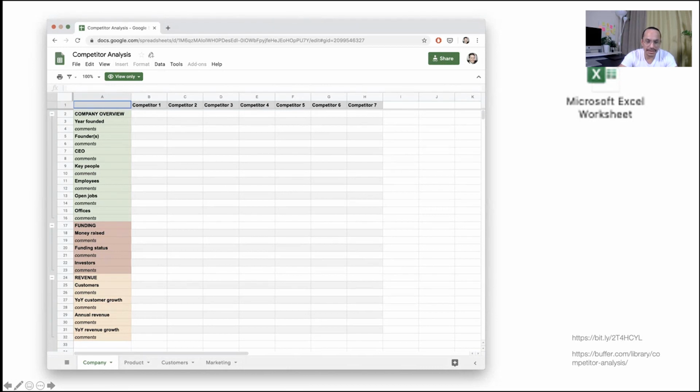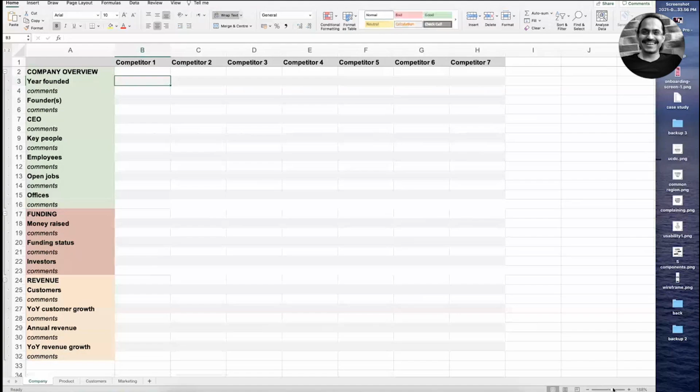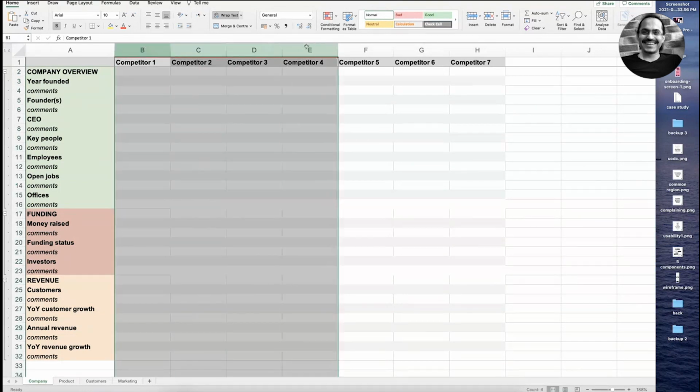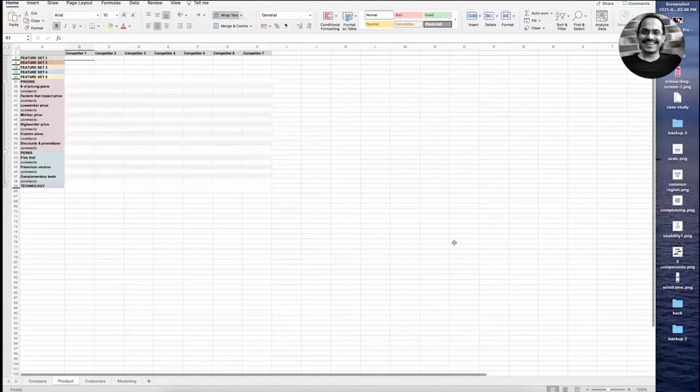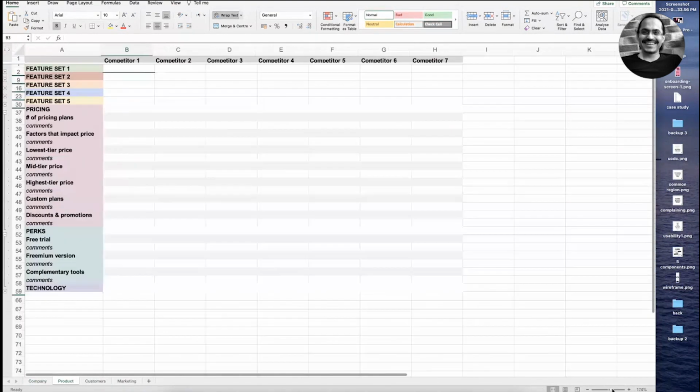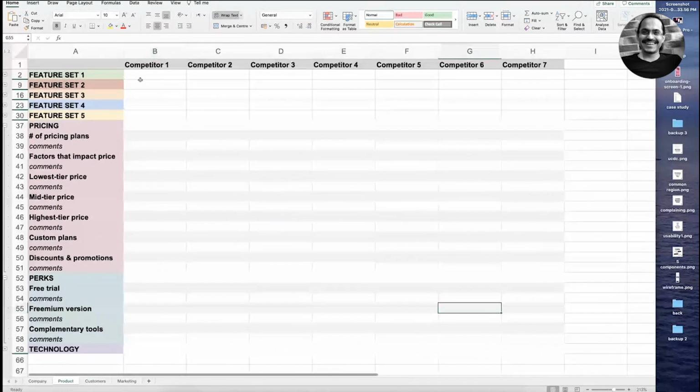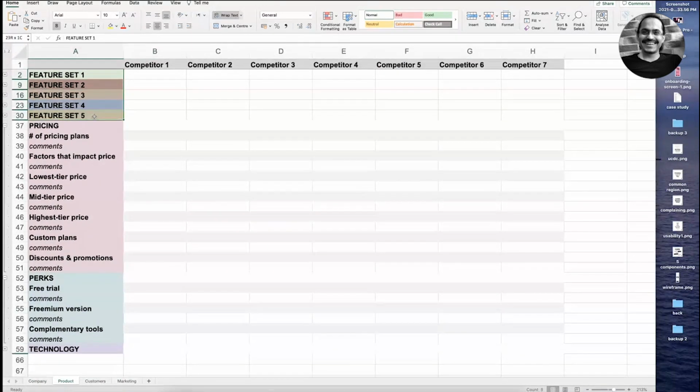Similarly for the products, let me show you this. If you're working on product A, then you might have 3 competitors, 5 competitors. Depending upon who your close competitors are, you can select 3, 4, 5 depending upon your product. So this is everything about the company, and then here you can add about the product. It could be feature 1, feature 2, feature 5, and also other specifics about the product.